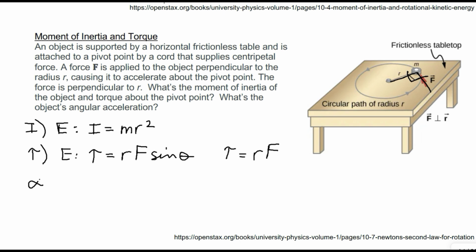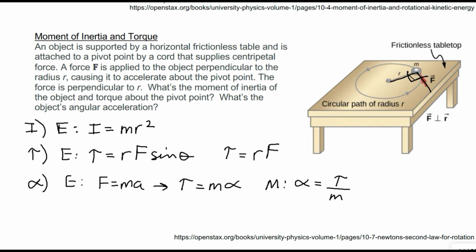Finally, it asks us to solve for angular acceleration, and our equation for angular acceleration, the linear version, remember, is F equals ma, but the rotational version is torque is equal to the moment of inertia times angular acceleration. So this one we do have to rearrange to solve for angular acceleration, which is going to be the torque divided by the moment of inertia. And then we can also plug this in here to go one step further. The angular acceleration is equal to the radius times the force divided by the mass times the radius squared.